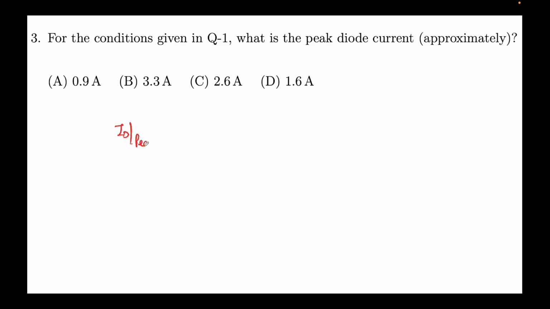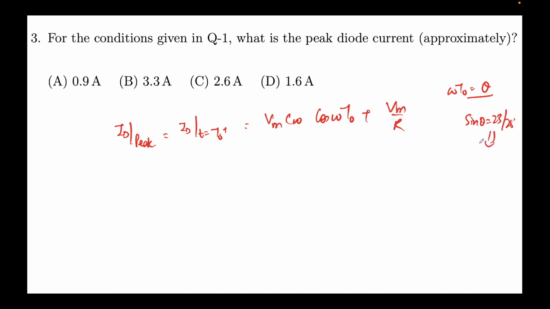So ID peak, which is nothing but ID at t equal to t naught plus, this is nothing but Vm C omega cos omega t naught plus Vm by R, and we know that omega t naught is nothing but theta, and we have already obtained that sine theta is 23 by 25. So this will give me cos theta. It will be the square root of 1 minus sine square theta, right? So this will be 0.92 squared, 1 minus that, and square root of that. This is coming out to be 0.39. So cos theta value is 0.39.